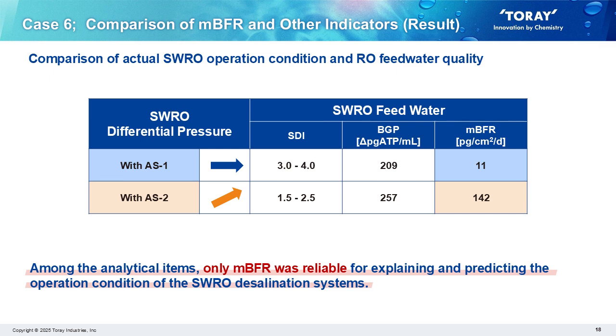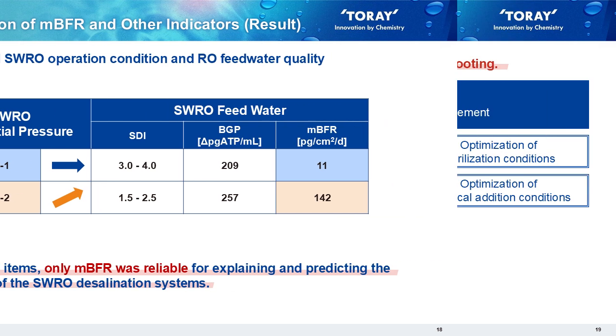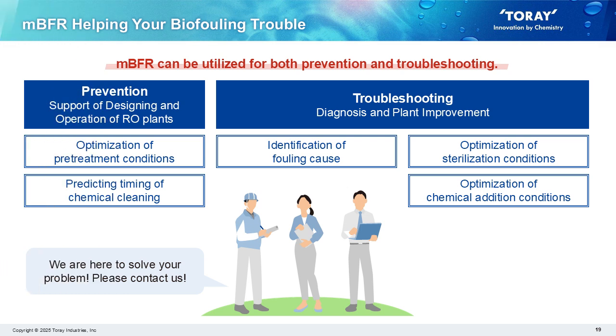When it comes to feed water quality, SDI was the opposite to the actual plant situation, and BGP could not explain the difference of plant operating conditions. Among these, only mBFR was reliable for explaining and predicting the RO operation condition. mBFR is a reliable indicator that enables utilization for both biofouling prevention and biofouling troubleshooting.